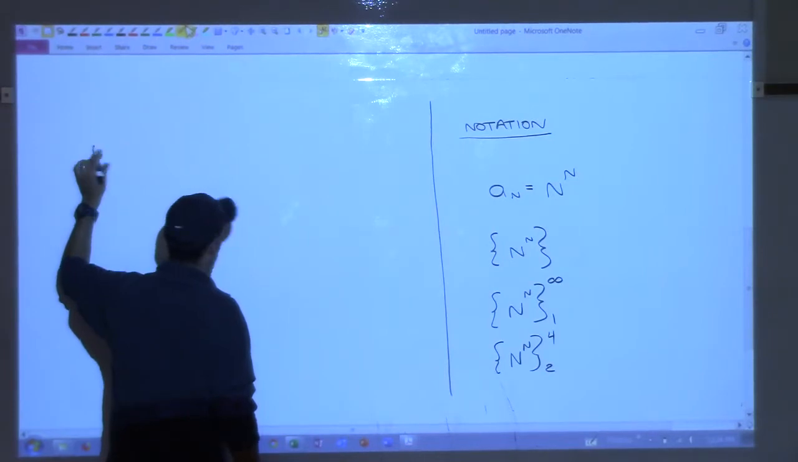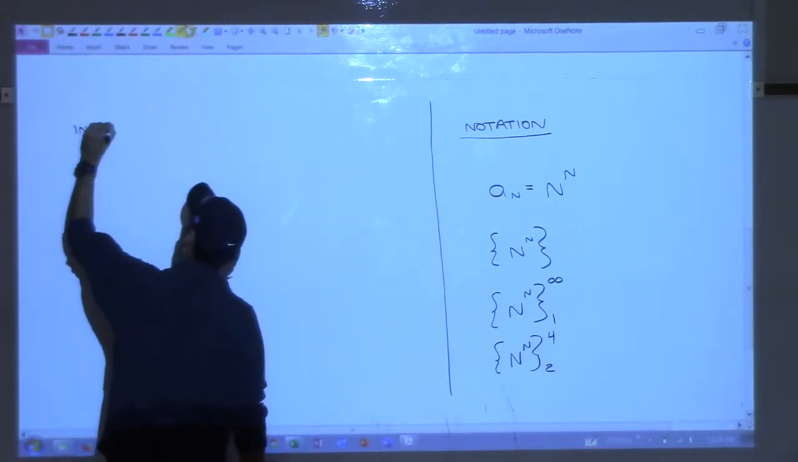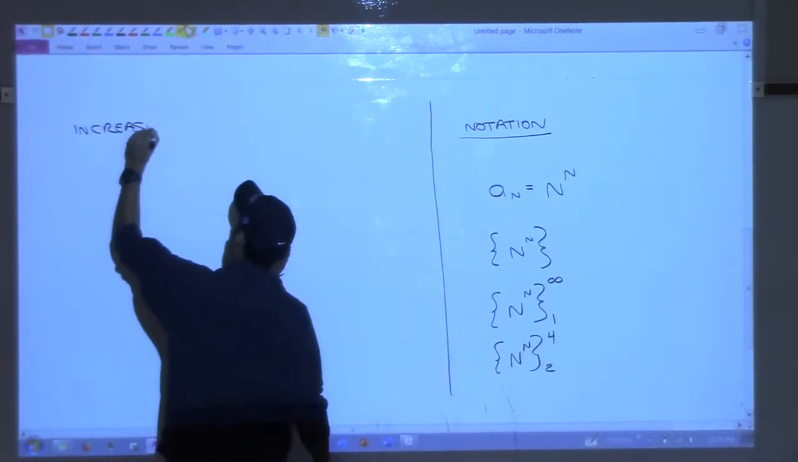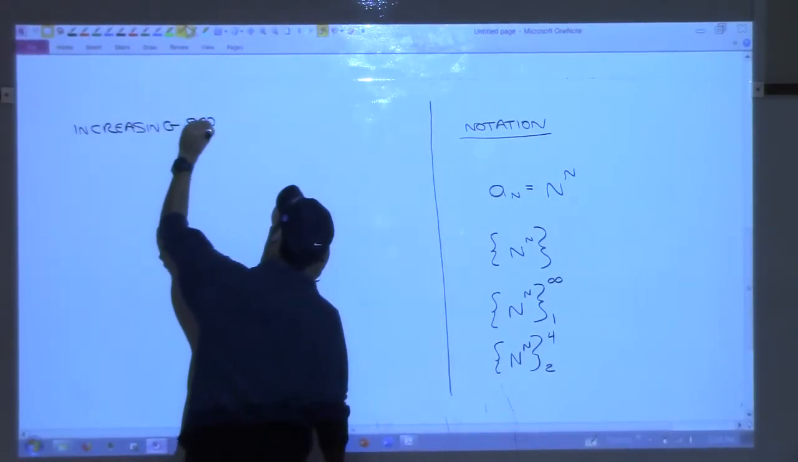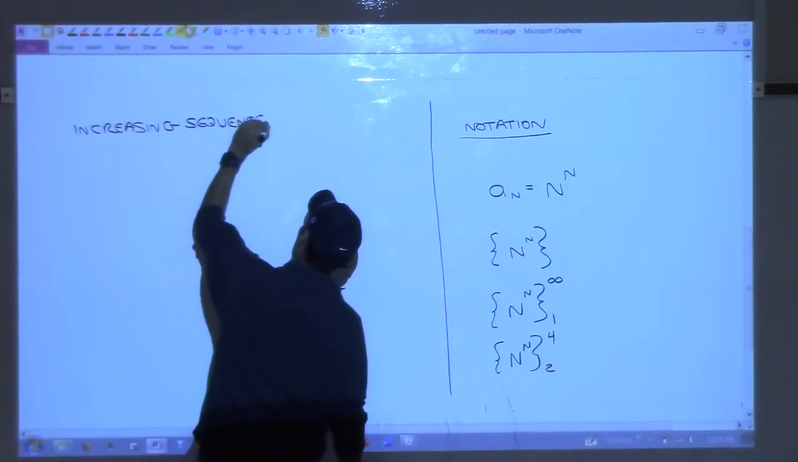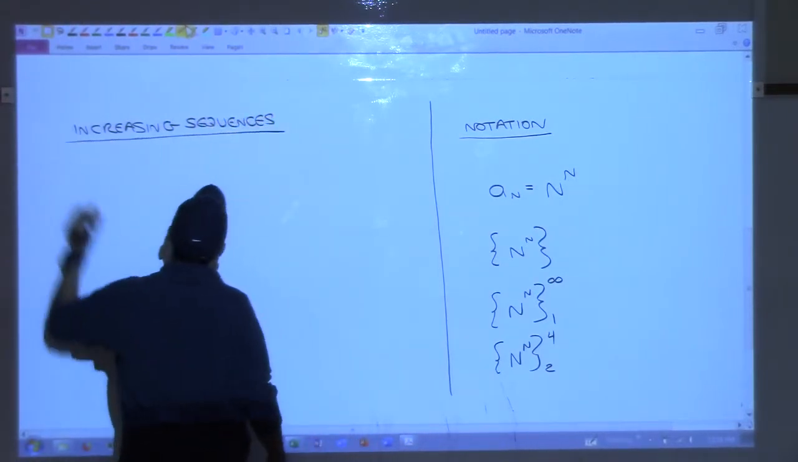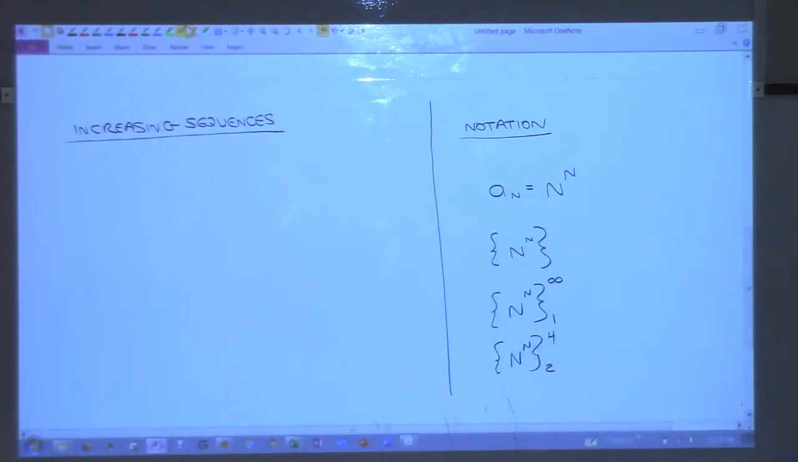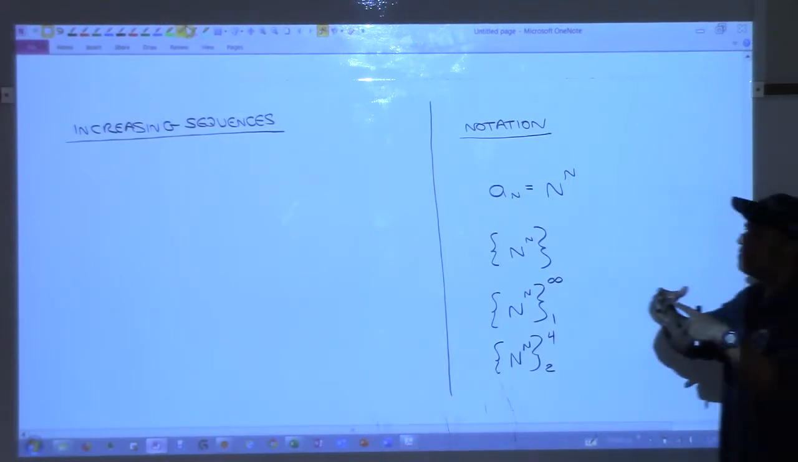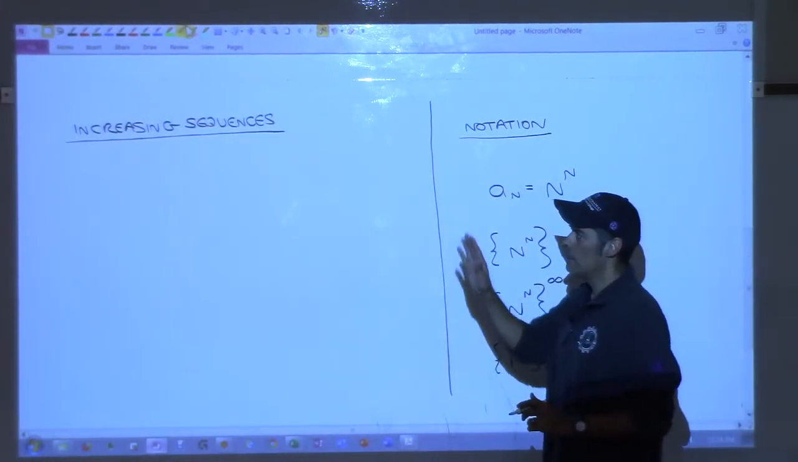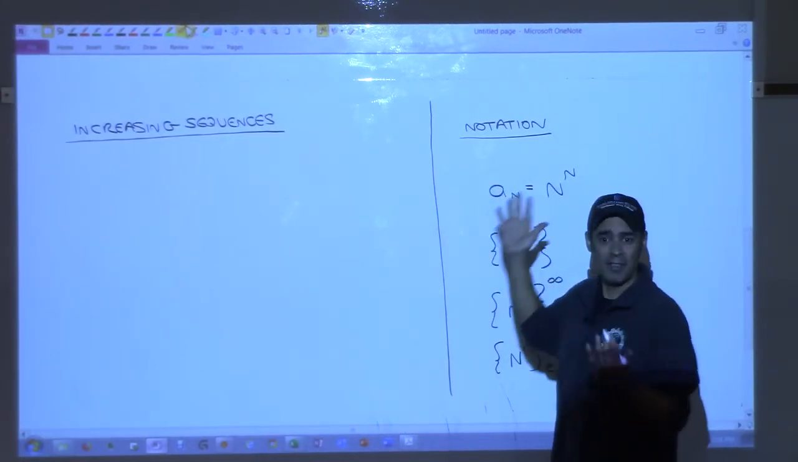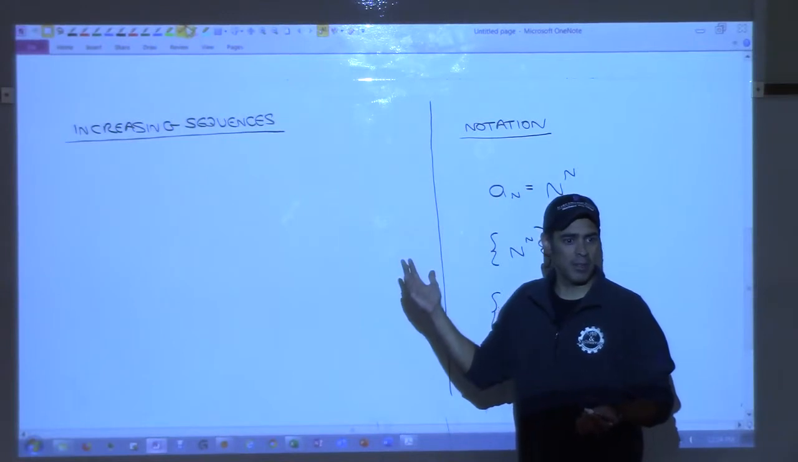Let's talk about increasing sequences. So we're out of notation, okay? That's just notation right there. Increasing sequences. What do you think an increasing sequence is? What do you mean goes up? Like, it's kind of like adding a fixed number every time. So as you move through the sequence, the numbers get bigger. That's it. Okay, that's an increasing sequence.